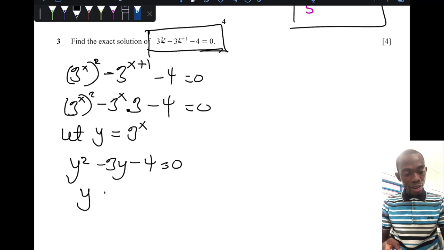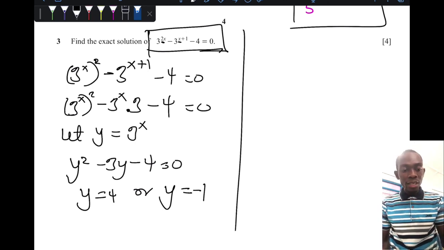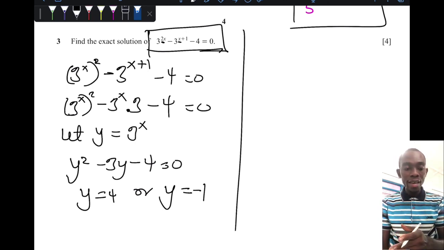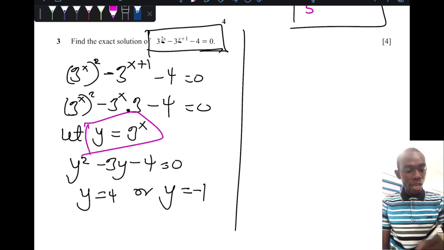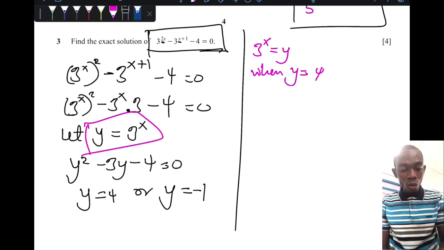Okay, so you have y equals 4 or y equals negative 1. But the question never came with y. We brought y. The question came with an x. So you remember this definition we gave? Yeah, we got to use it again. So we said 3^x equals y. So when y equals 4, we are going to have 3^x equals 4.